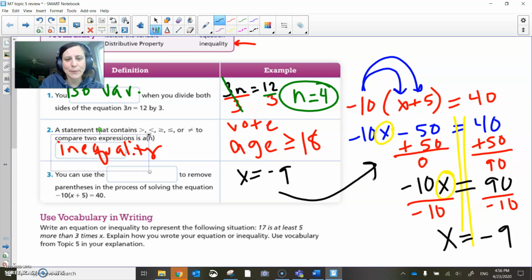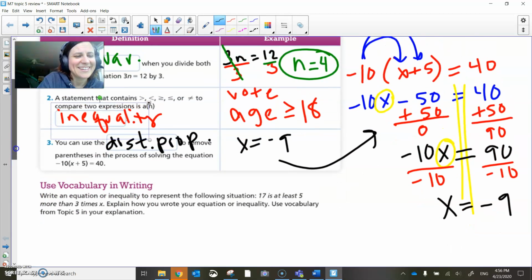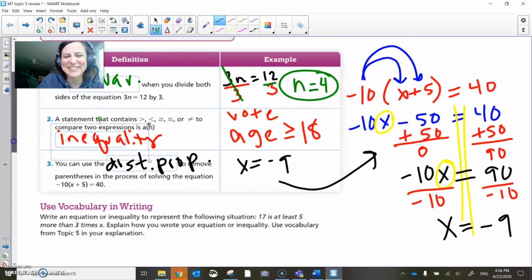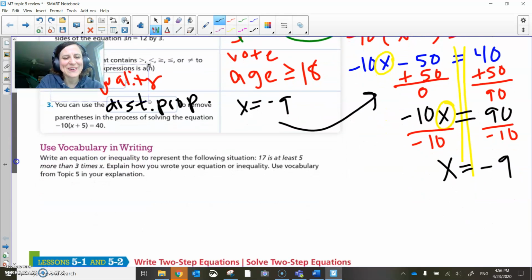This was the example. And we use the distributive property to remove the parentheses. There are other ways you could solve that problem, but in this problem, it's the distributive property.